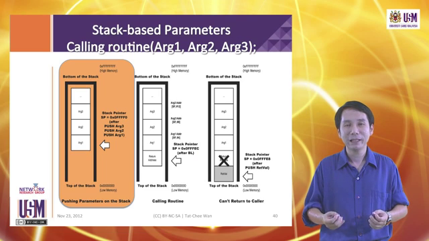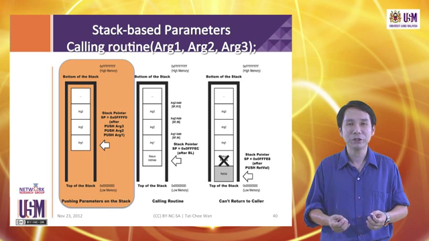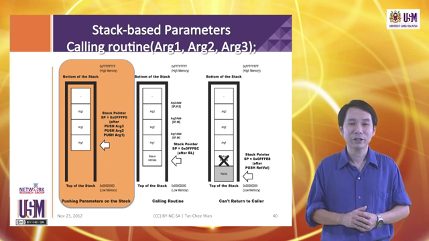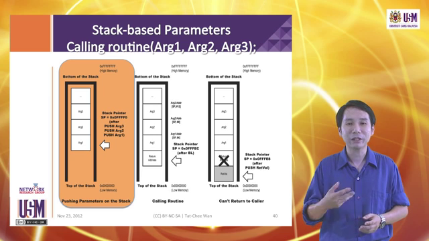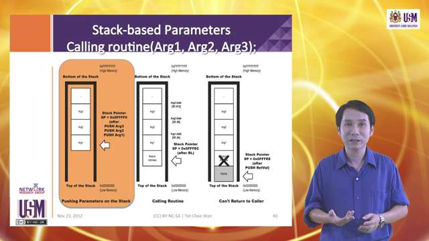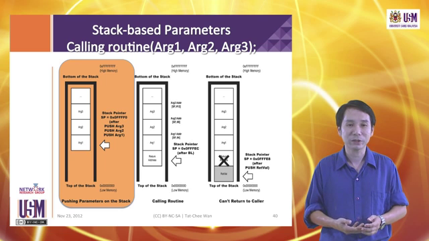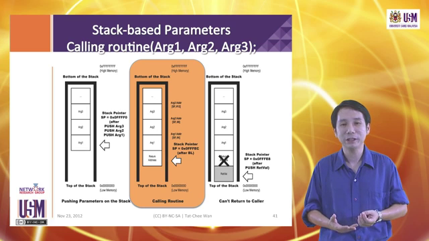In this diagram, we illustrate the calling of a routine which requires three arguments: arg1, arg2 and arg3. In the first highlighted section, we notice that when we push the arguments into the stack, they are pushed in the last to first order. Arg3 goes into the stack first, followed by arg2, and finally arg1. And at the end of this sequence of pushes, the stack pointer points to the top of the stack, which is at argument 1. Next, we call the routine.